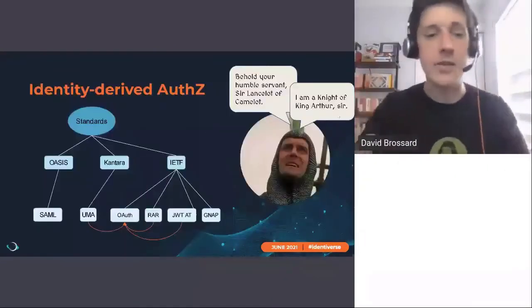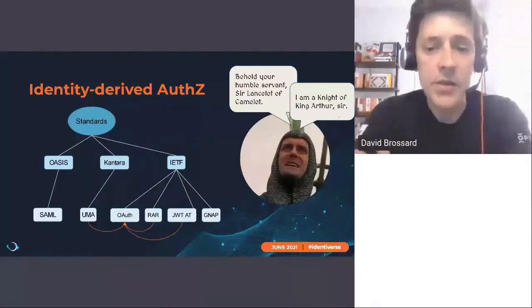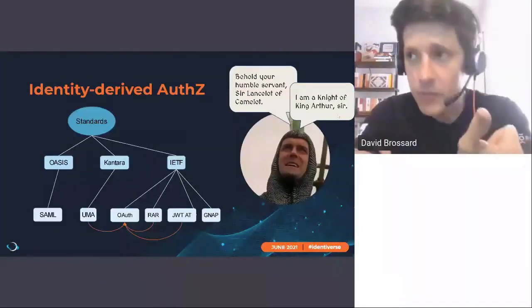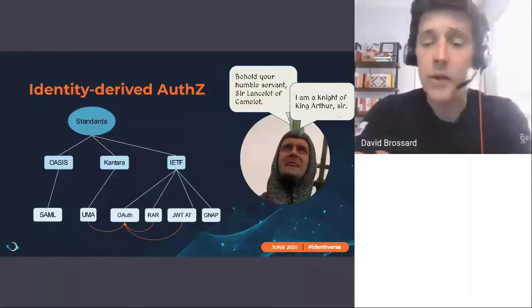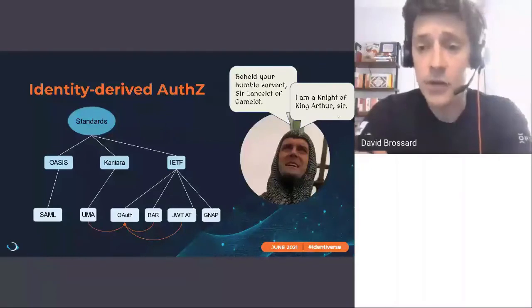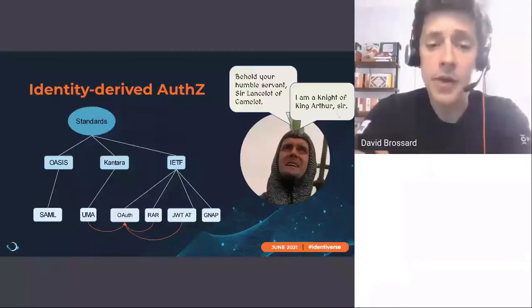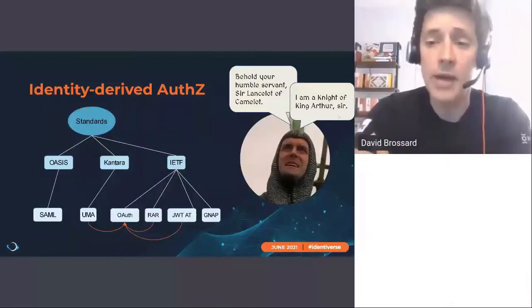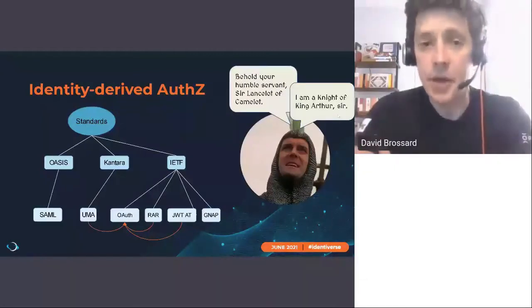So, first set of standards are the ones I call the identity-derived authorization standards. These are standards that look at half the equation. And in those standards, you have SAML for federation, but also some basic authorization capabilities in SAML. You have User-Managed Access for user-driven authorization and granting access from one user to another user. And then under IETF, you have OAuth, of course. You have Rich Authorization Requests, which is a great step at bridging OAuth and policy-based authorization frameworks. You have JWT access tokens, and then you have GNAP.